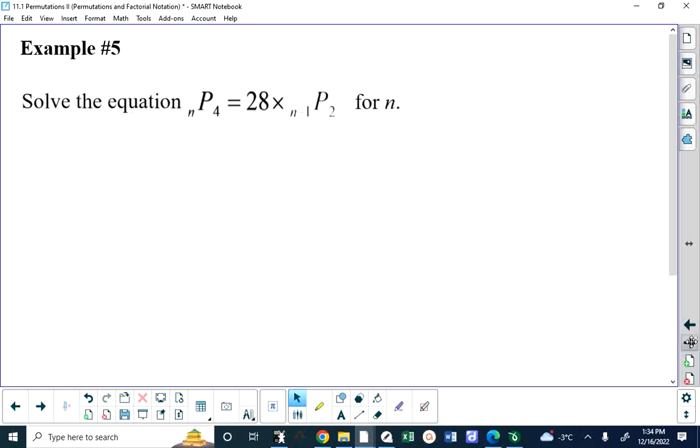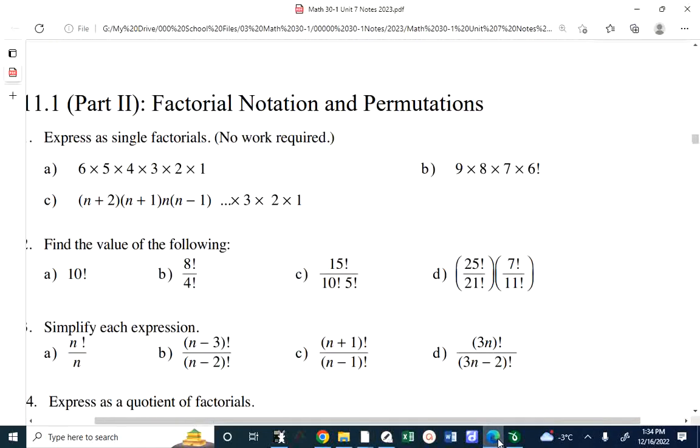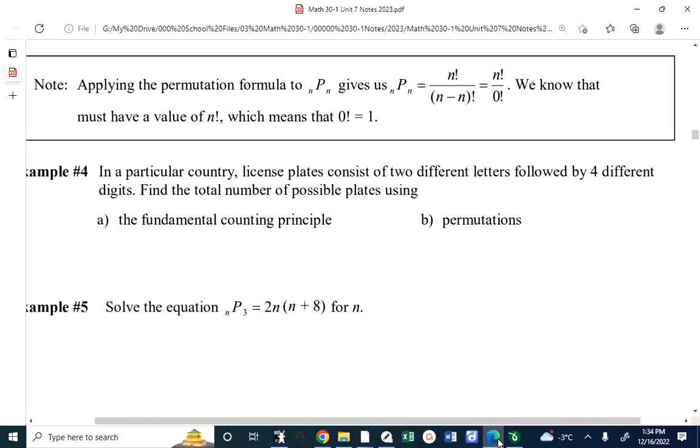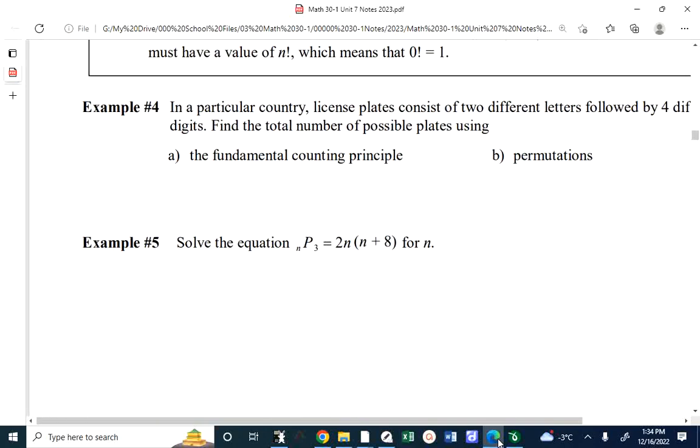Solve this equation. What? Is yours different? Yes. Okay. It is nP3. This one? Yes. Okay.